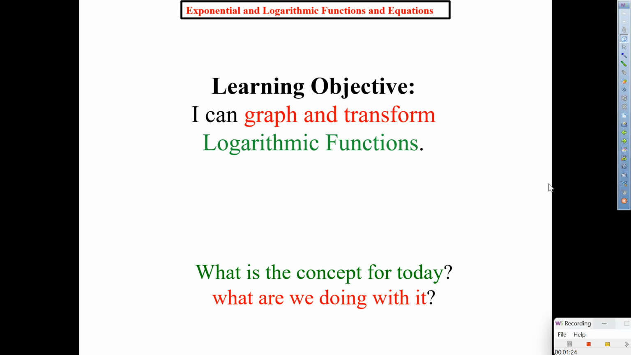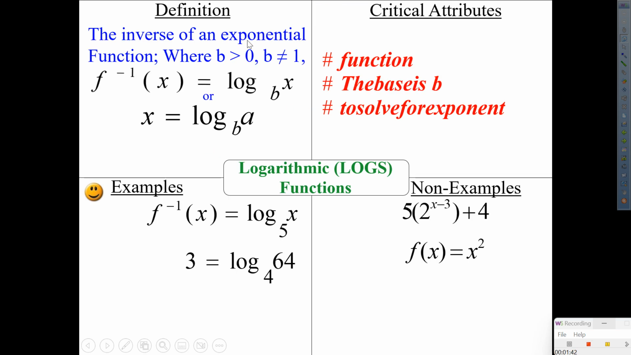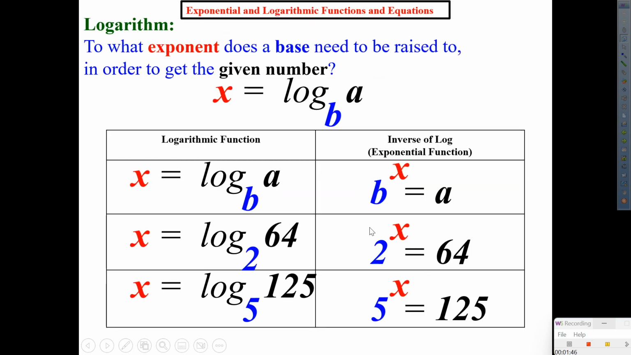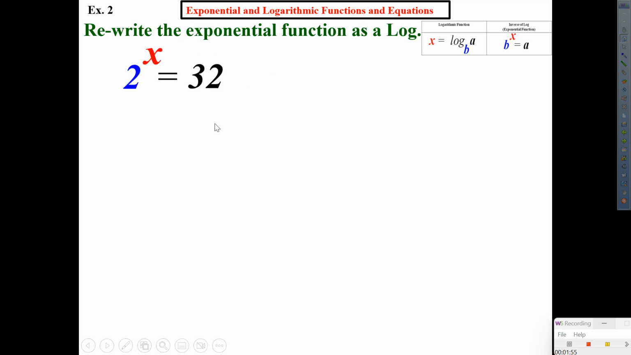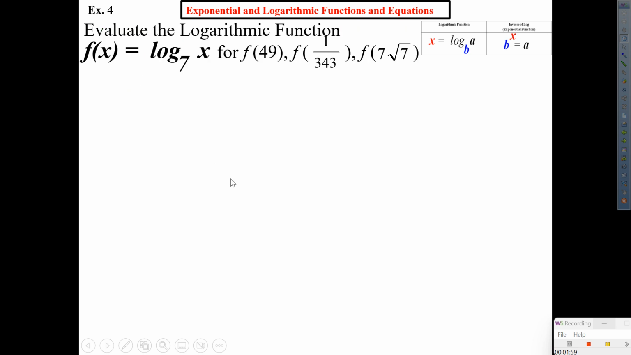Go. All right. So by now you should know the definition of log functions. Tell your neighbor, please. All right. So yes, they are inverse of exponential functions. We covered this yesterday. Part of the homework was to change logs into exponential, and from exponential to log, and then to solve, and then to evaluate. Yes? Yes, Mr. Q.